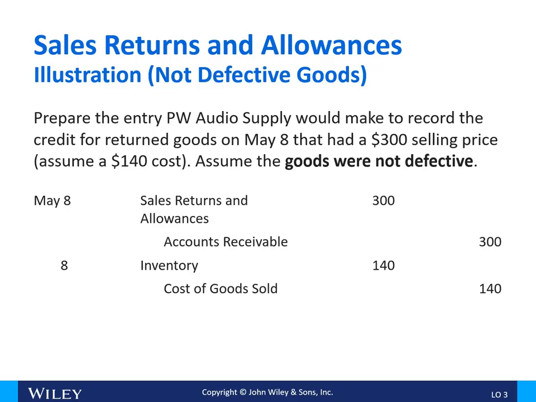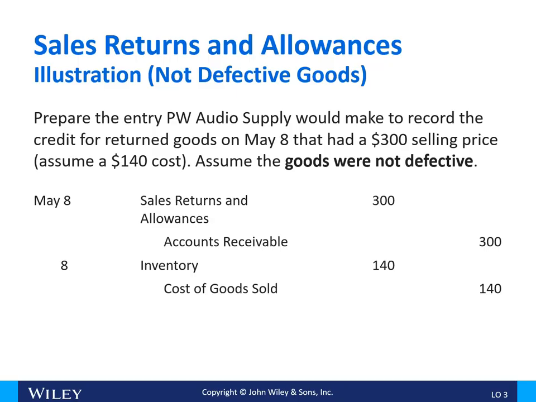We would debit our sales returns and allowances, so this new account. We would credit accounts receivable. So the customer no longer owes us that, so we're going to reduce our asset of the amount that they owe us. Instead of reducing sales, again, we're going to debit this new account, sales returns and allowances.